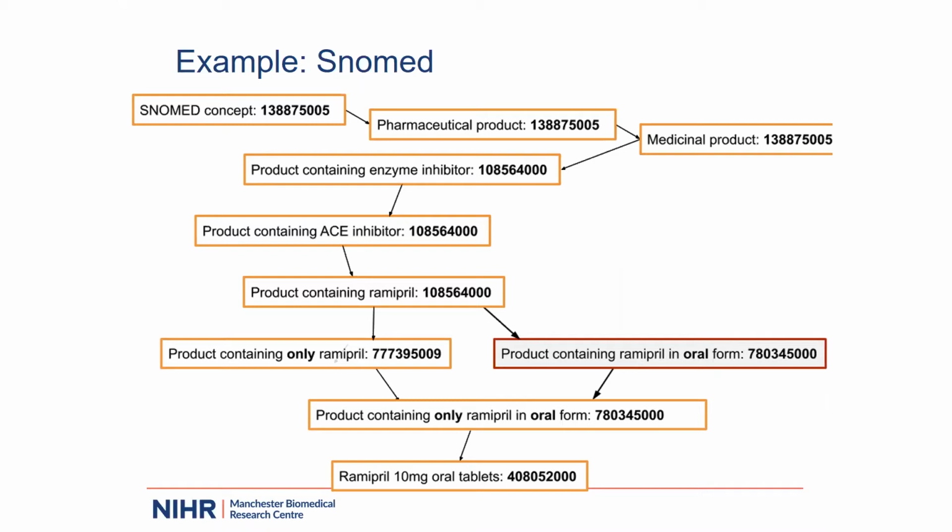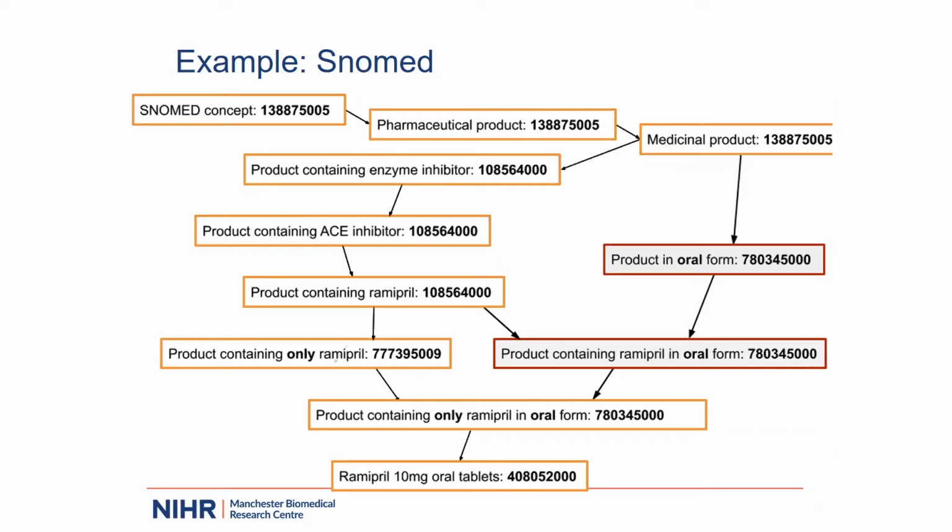And this code down here has 2 parents, because a product containing only ramipril in oral form is a product that only contains ramipril, and it also is a product in oral form. There's then another code, product in oral form, and so there's actually another way you can navigate this tree and get back to the root, because you can say that a product containing ramipril in oral form is also a product in oral form. It's also a medicinal product.